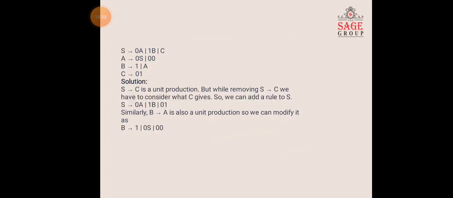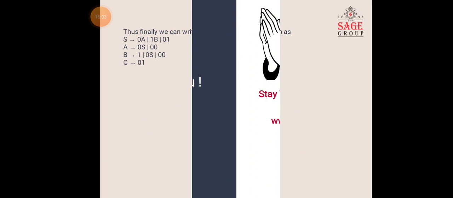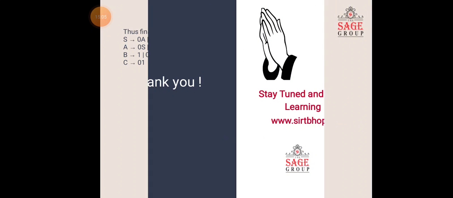So finally our modified grammar will be S tends to 0A | 1B | 0 1, A tends to 0S | 0 0, B tends to 1 | 0S | 0 0, and C tends to 0 1. I hope students you must have understood these basic concepts of reducing or simplifying the grammar.